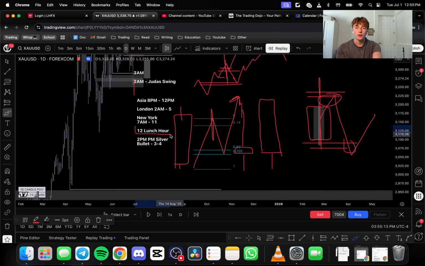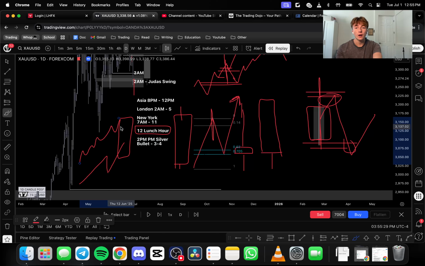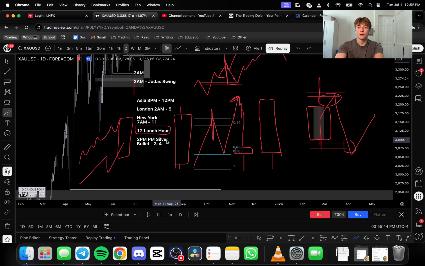12 p.m. lunch hour is typically a time that runs towards buy side. You typically see some choppy movement towards buy side, and then all of a sudden we chop down. Me and Chris created a model called the lunch hour raid, which is a move inside of a macro where we expect it to run down and then later come up and sweep out that lunch hour high, the highest point created during lunch hour. So lunch hour is another thing.